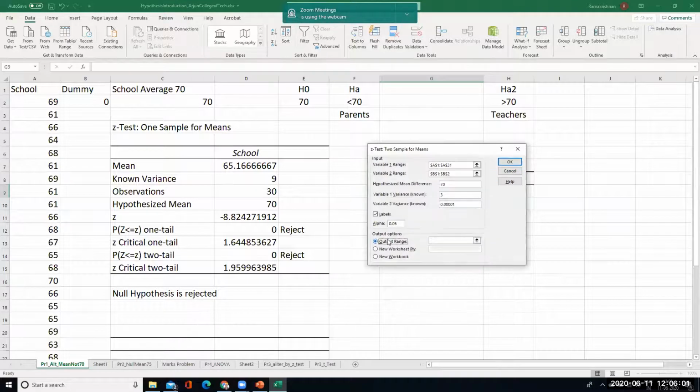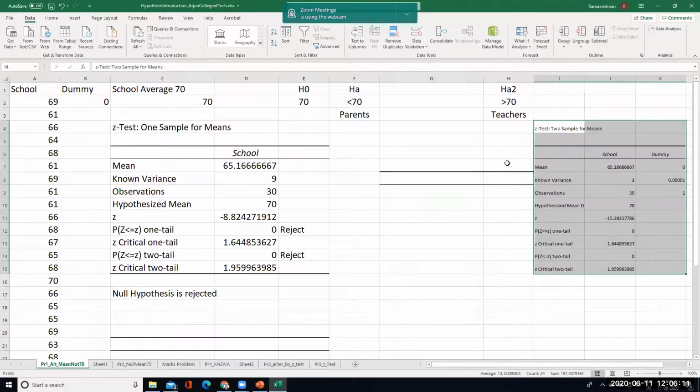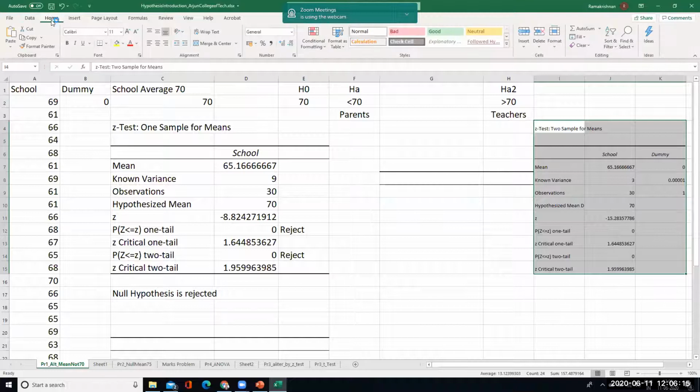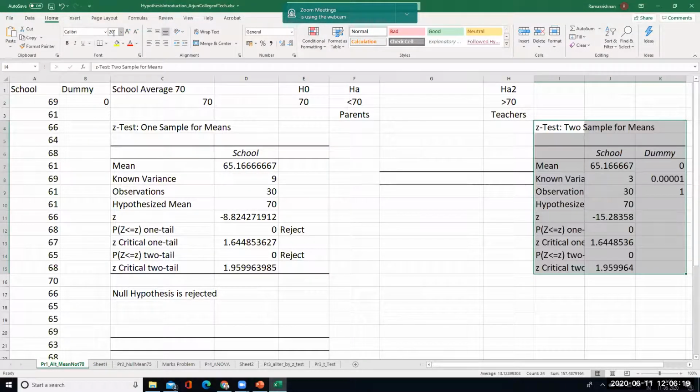Output range, I'll select here. And then I'll click OK. I got the result. And what I'll do is, I'll make it clearly visible. You get the same answer. See here. The answers are same.